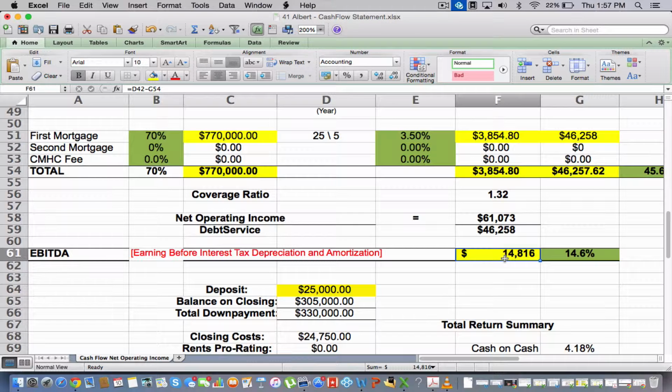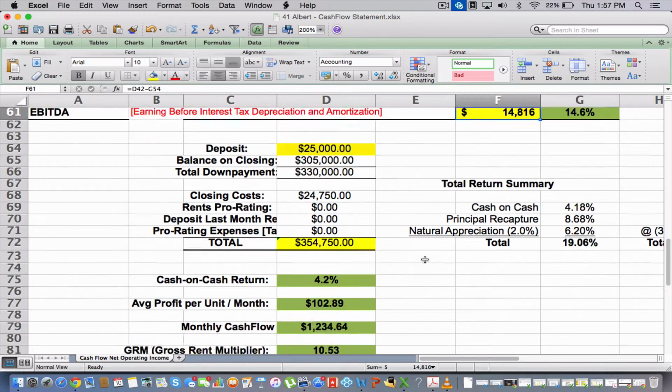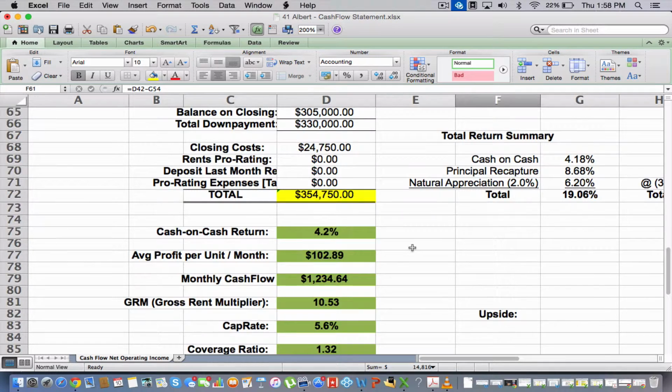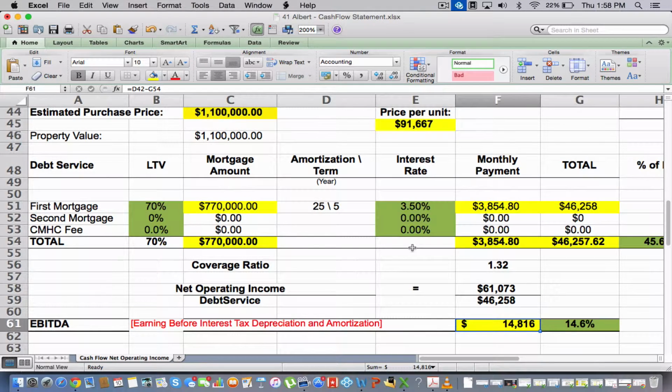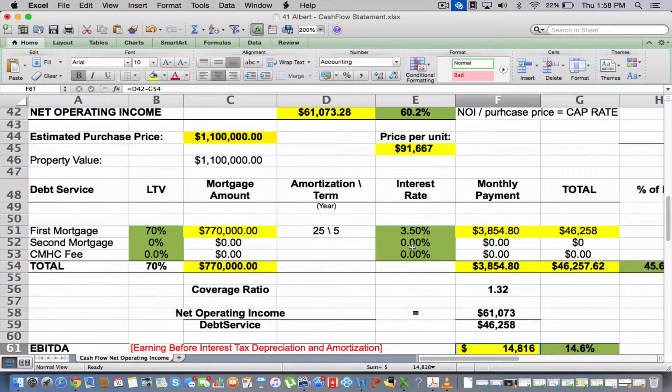So this is your annual cash flow number, 14,816. You can see it on the monthly down here, but we'll get there in a second. So to summarize, just below the net operating income section, we have your estimated purchase price. Once you enter the estimated purchase price, we'll give you the price per unit. Then you need to enter the details for the debt service.